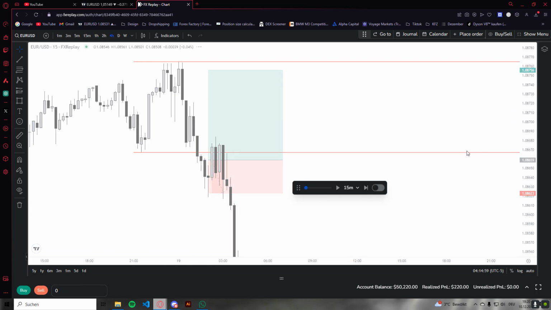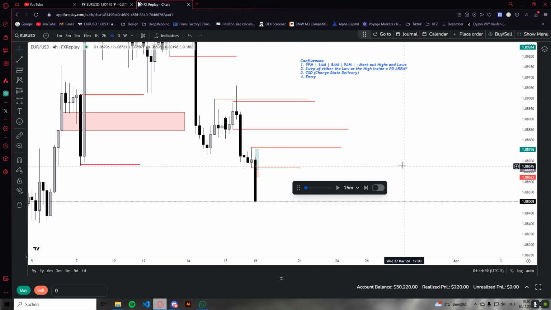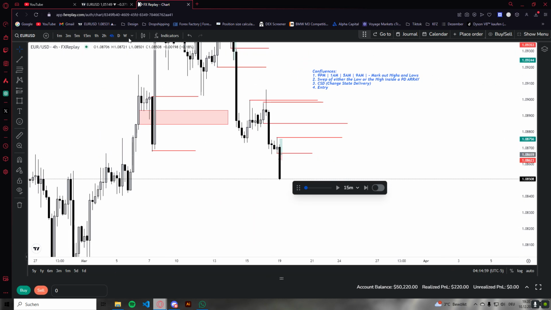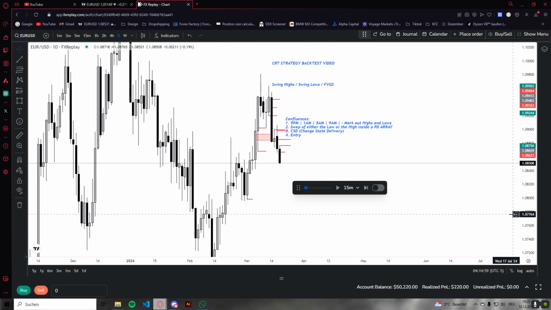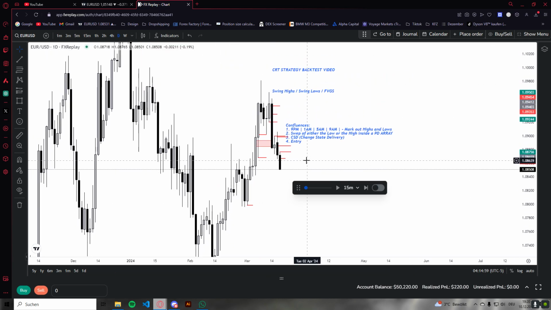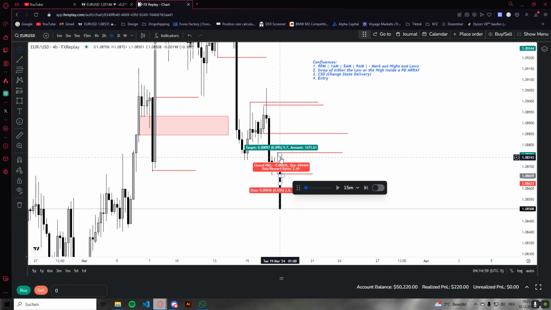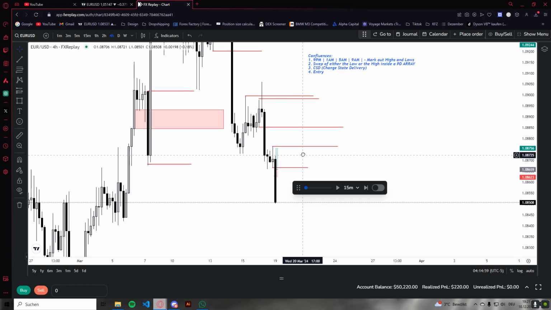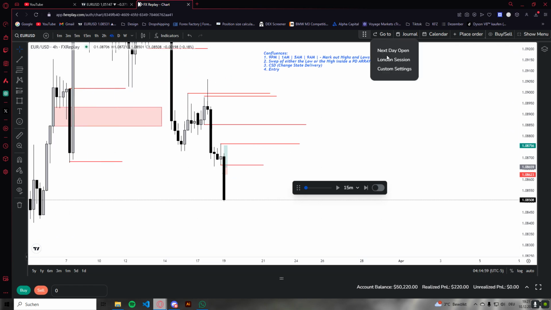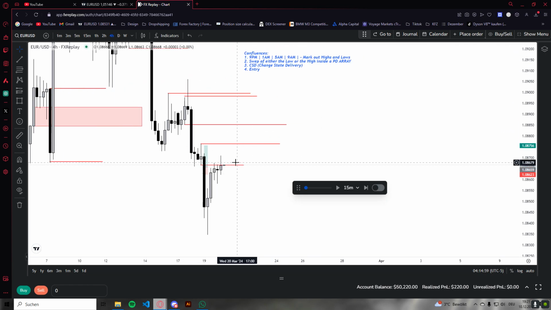Okay. Why is that? Tell me, Anas, why is that? Because of the bias. Okay. So with the CRT, you can determine bias. But if you're against the bias in this example, then you have lower probability of it working. So you have to play with the bias. That's important.